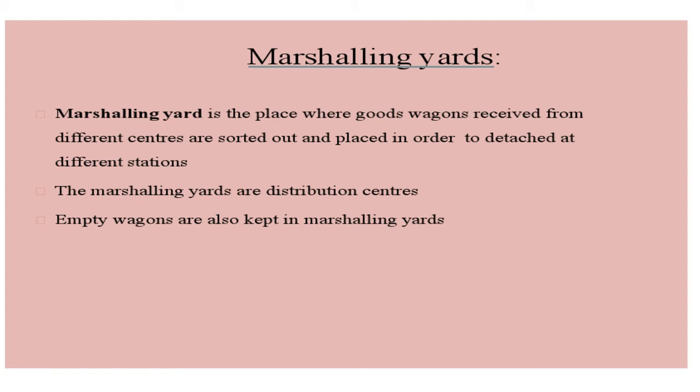For example, if you are having 10 coaches coming from a particular station, and out of these 10 coaches, 5 have to go to a particular center and the rest 5 have to go to another center. Then in this yard, the separating of coaches and their arrangement is done such that they are distributed to the different destinations. That arrangement and distribution system is done in the marshalling yard.